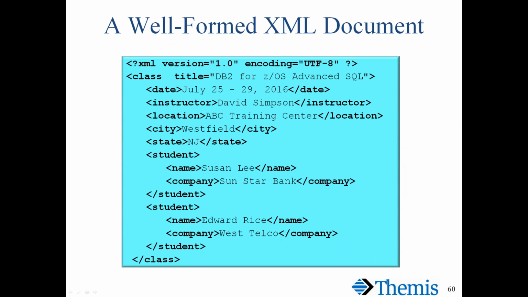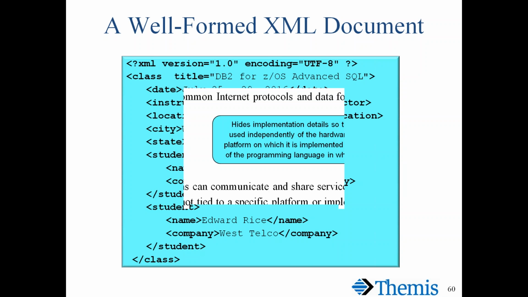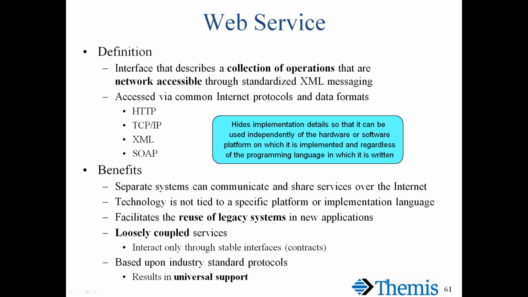And above that July date, you also see a title, which is an attribute that identifies some data for the class, the fact that it has a title. So it's intended to be both human readable and easily processed by applications, which is done a variety of ways, including parsing and generating XML documents.